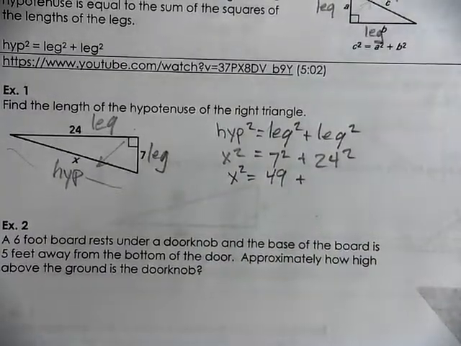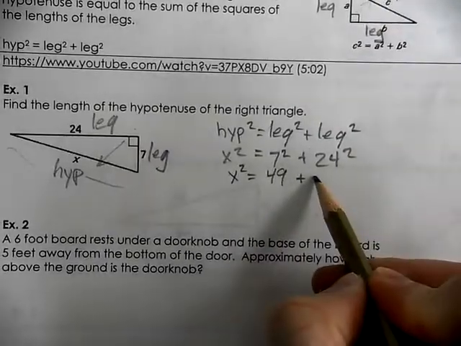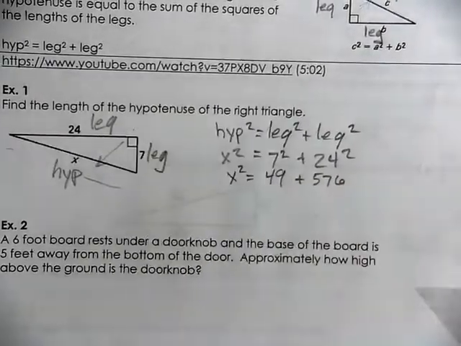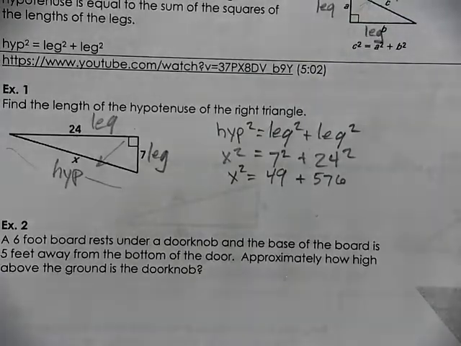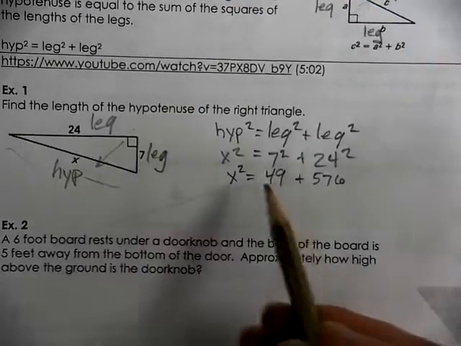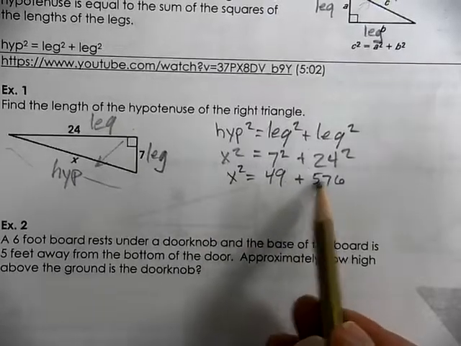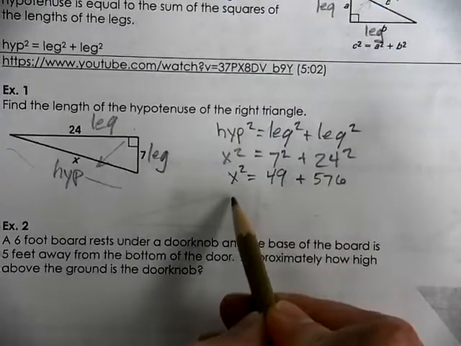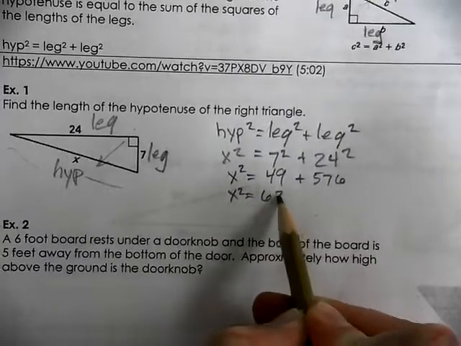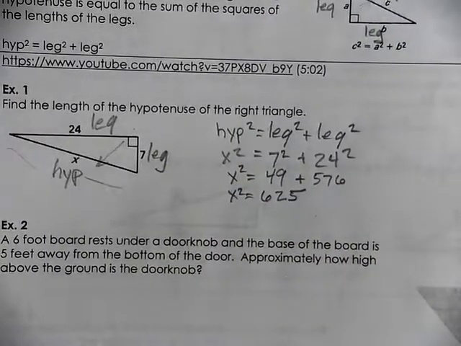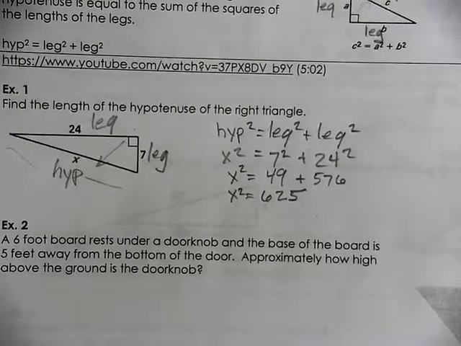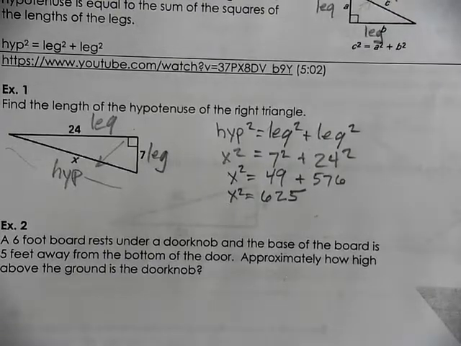So 7 times 7 is 49. And 24 times 24 is 576. That's a big perfect square. So then, algebra says we're going to collect our like terms. So we have x squared equals 625. Now we've got a decision to make. How do we get the x by itself? Right now it's x squared, which means x times x. Two numbers multiplying each other to make 625.